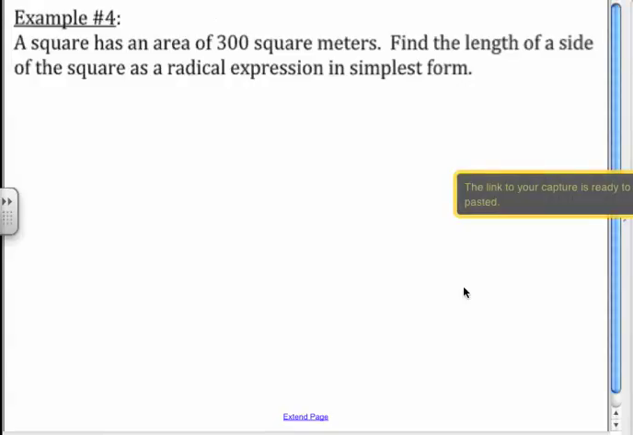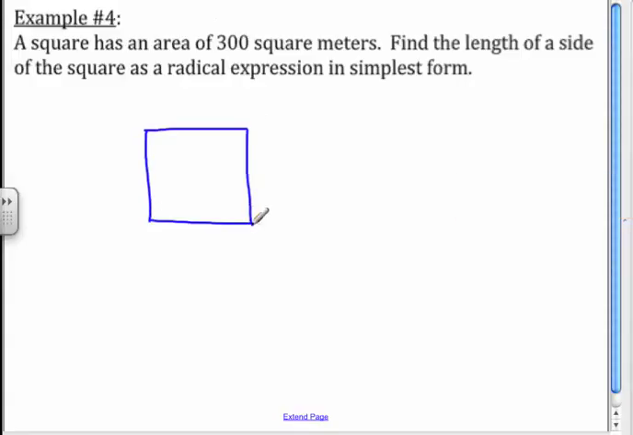Okay, example 4 says a square. Okay, square. That's about as good as I can get. Square has an area of 300 square meters. Alright, there we go. Now the thing I know about a square is that all the sides are equal. It's a special kind of rectangle, a rectangle where all the sides are equal.